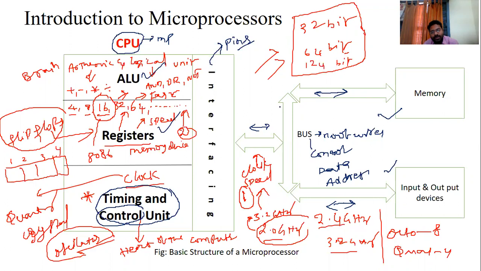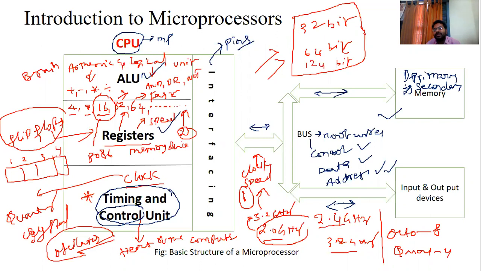Both side communication is now possible by using these buses. Buses are nothing but a number of wires. There are different buses: control bus, data bus, as well as the address bus. Then what are these devices? Memory we can again divide into primary as well as secondary.